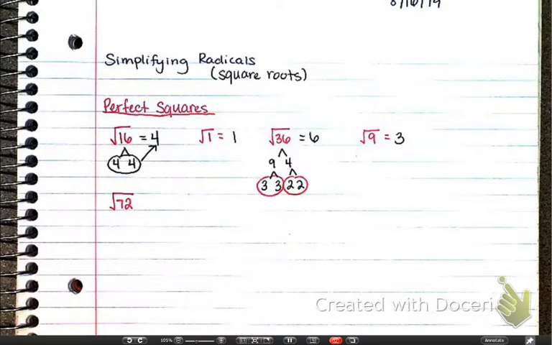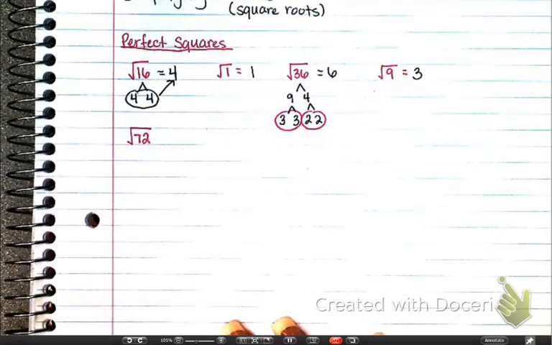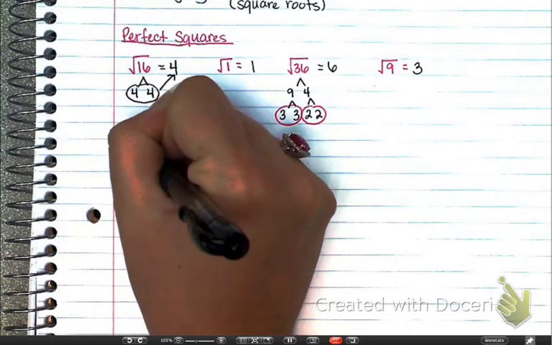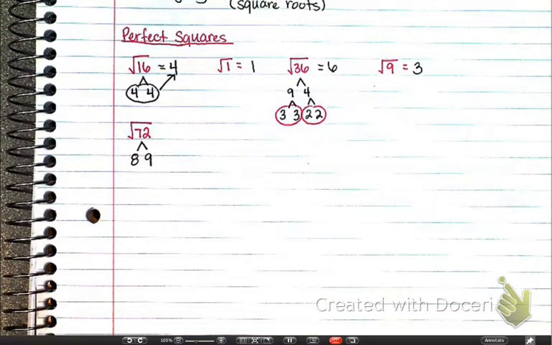So this is where we have to do our factor tree. So we're going to break everything down. So give me two numbers that multiply to 72. 8 and 9? Okay. I don't see any pairs, so I'm going to keep going.